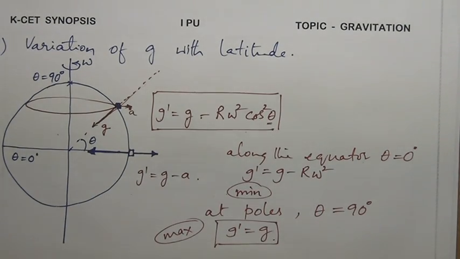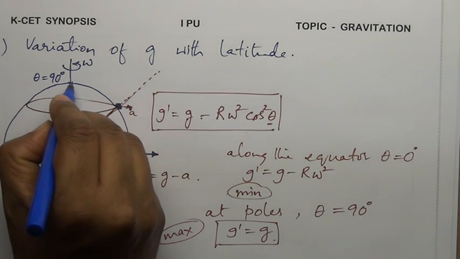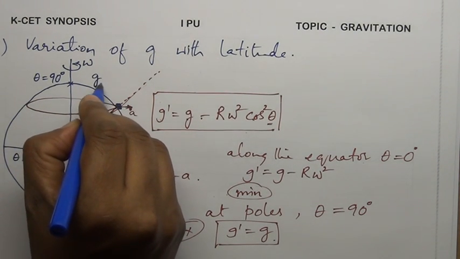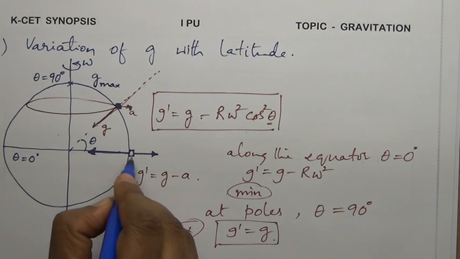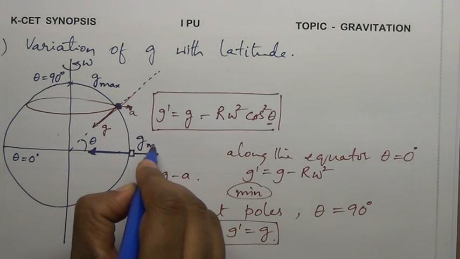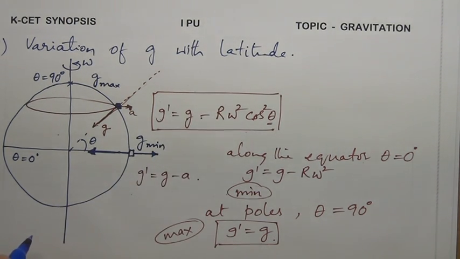Okay. Now let me denote it again. At poles, acceleration due to gravity is maximum. Along the equator, acceleration due to gravity is minimum. Okay.